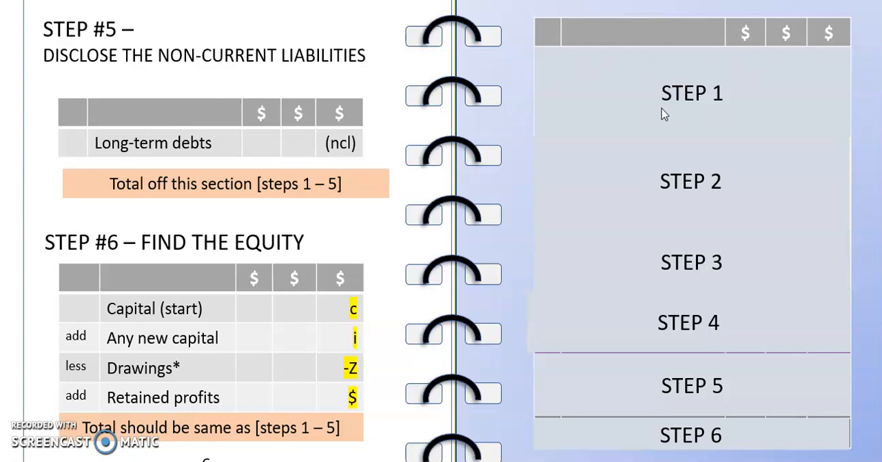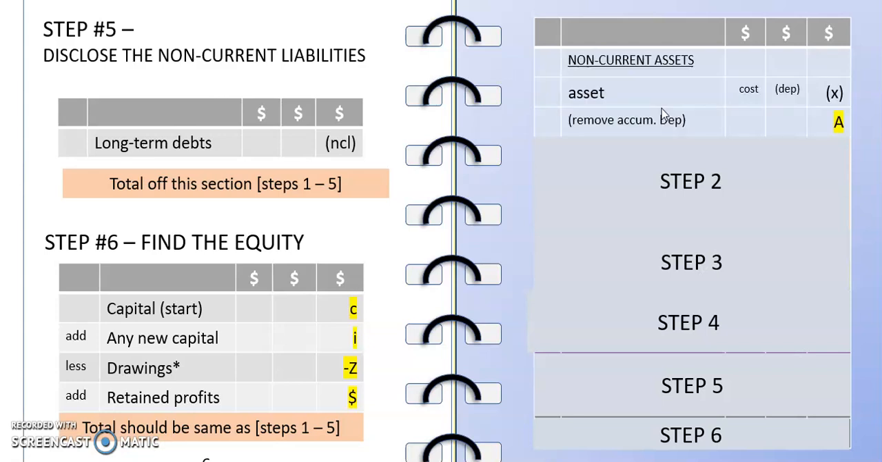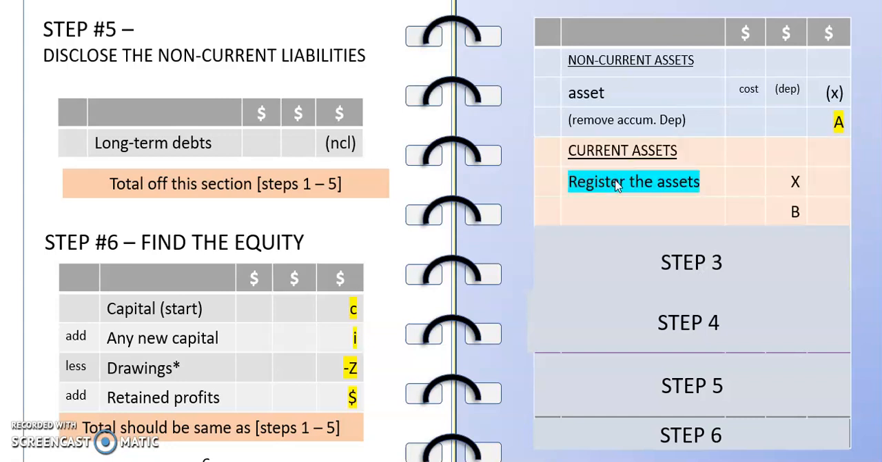So step number 1, putting all on non-current assets. And remember the process, the original cost minus all of the depreciation will give you the book value, and you list all those assets, you can total off and get the total right there. Step number 2 is to find your current assets. So put in all your current assets, right? Register them in the second column, add them up, and keep that answer in that second column.